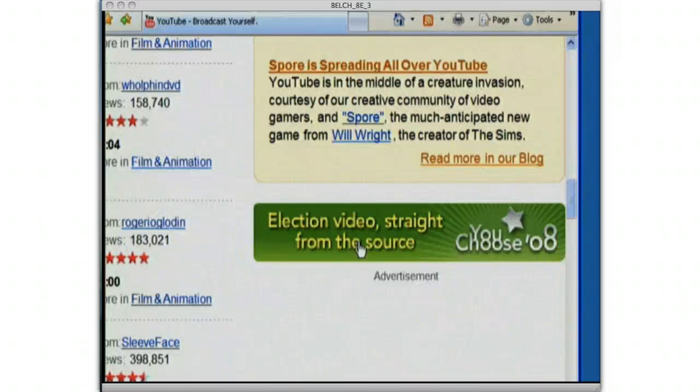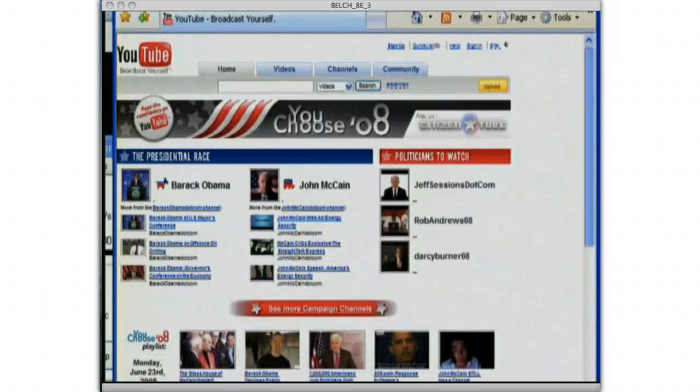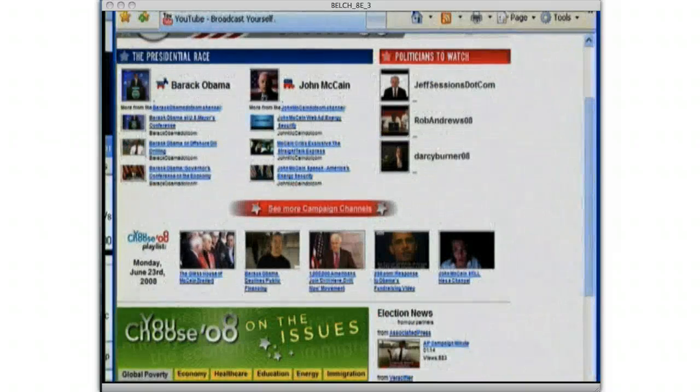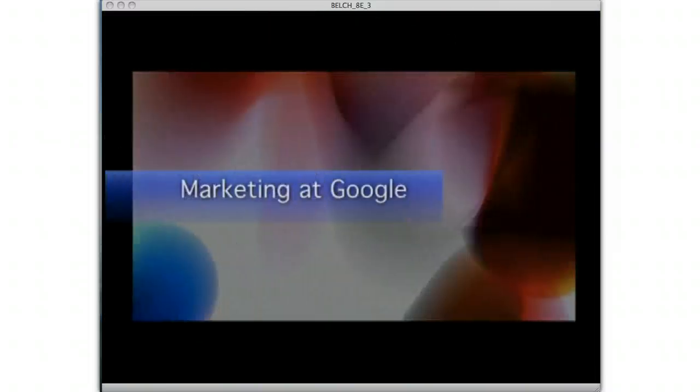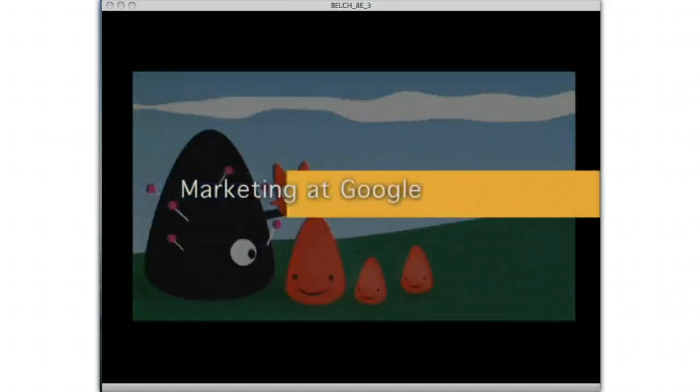If I want to reach consumers, a greater share of time is being spent online, so I need to have my message in front of them there as well. The way Google does its marketing, we take a very subtle approach, and we, to a large extent, allow the product and user experience to speak for itself.